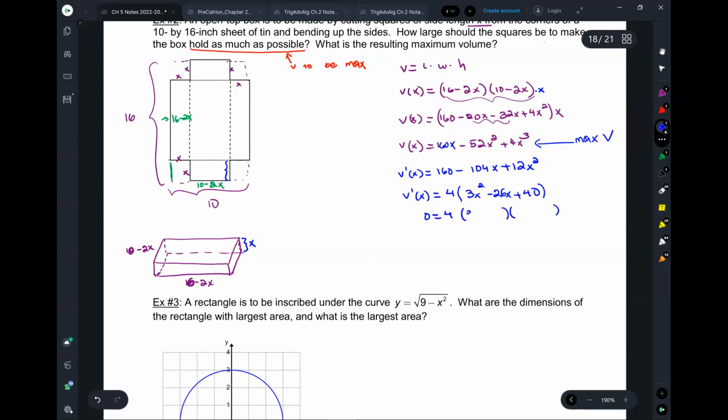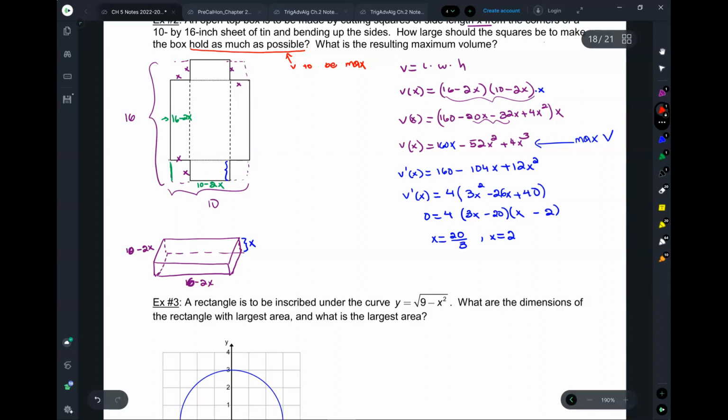All right, so we're going to get 3x and x. And what are the two numbers that give us 40? And then it's going to give us negative 20x when we FOIL. So it's going to be negative 20 and negative 2. Okay, you can factor in whatever method you're comfortable with. So now x is equal to 20 over 3, or x is equal to 2. Okay, let's talk about domain for a little bit.